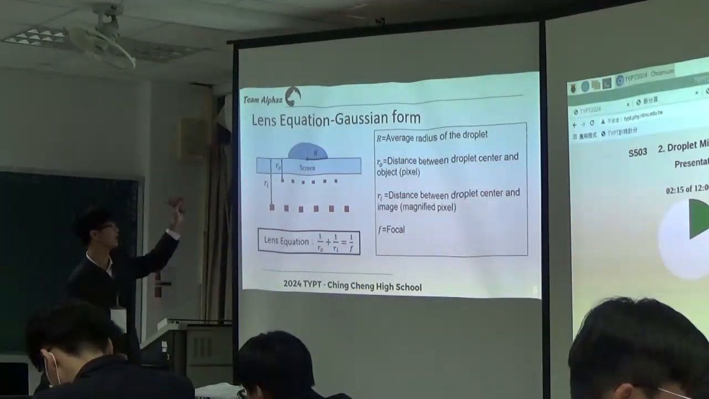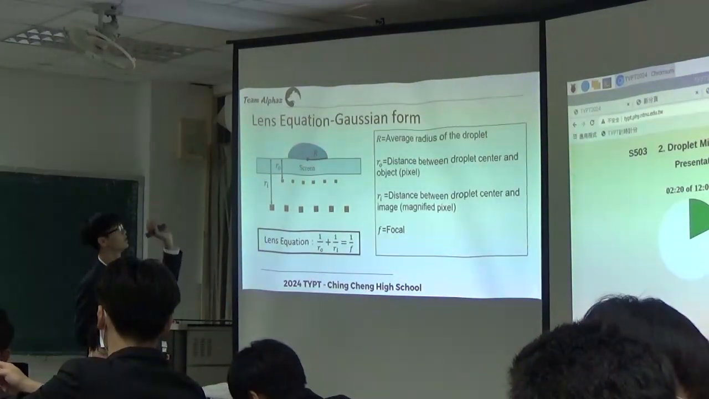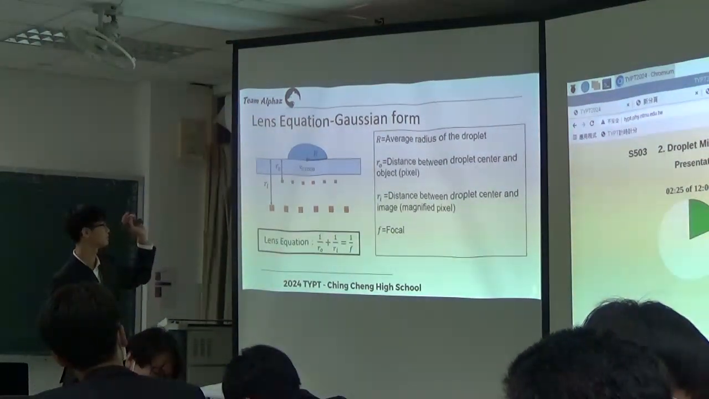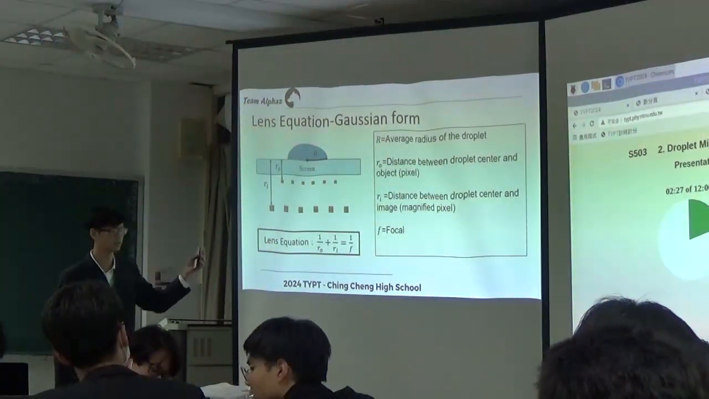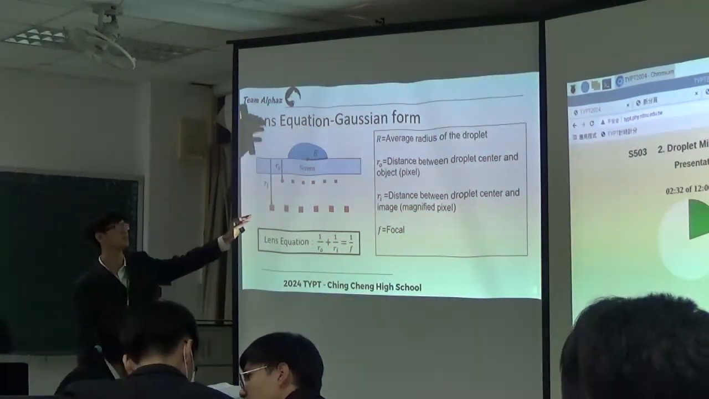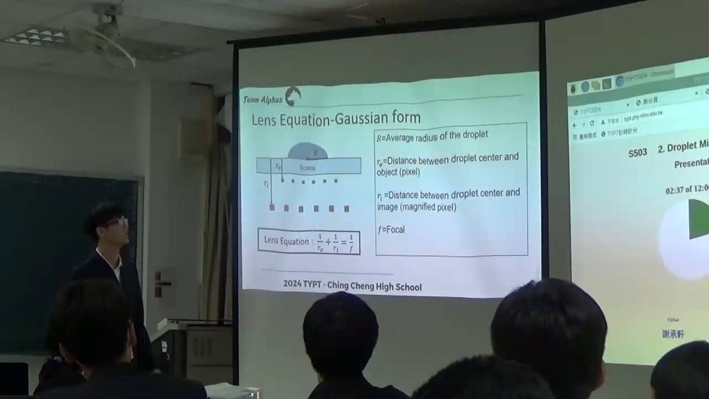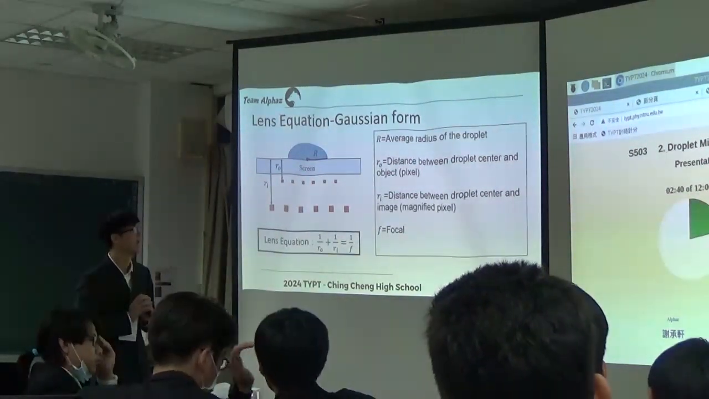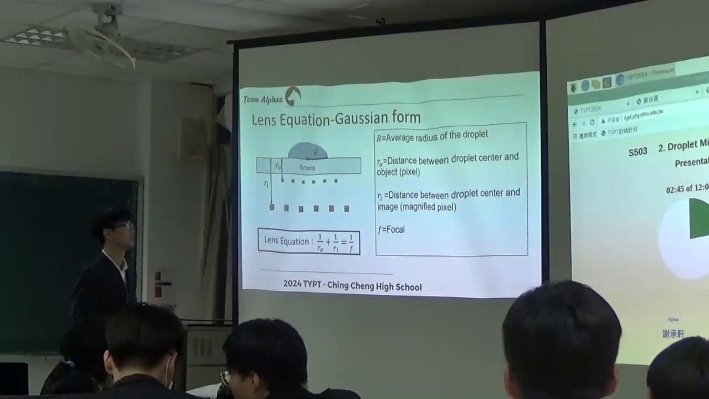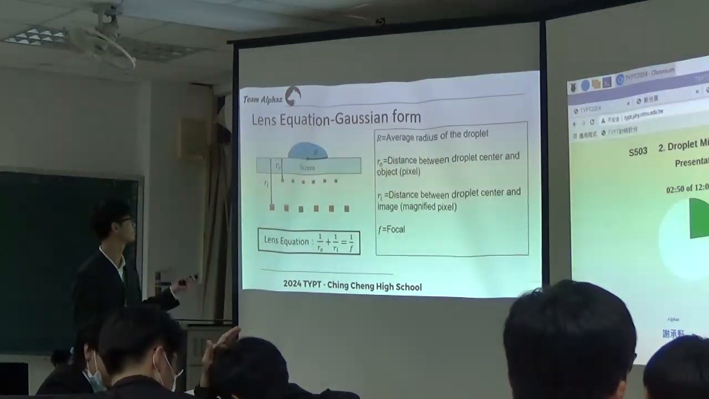Our object and image are both on the sides of the droplet, so Ro must be closer to the focal length. R is the average radius of the droplet. Ro is the distance between the droplet center and the object. Our object is a pixel, and Ri is the distance between the droplet center and the image. The image is a magnified pixel, and f is the focal length.